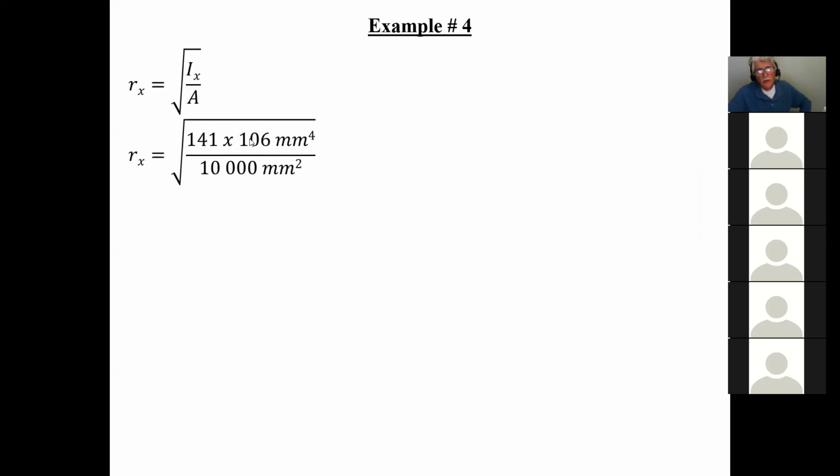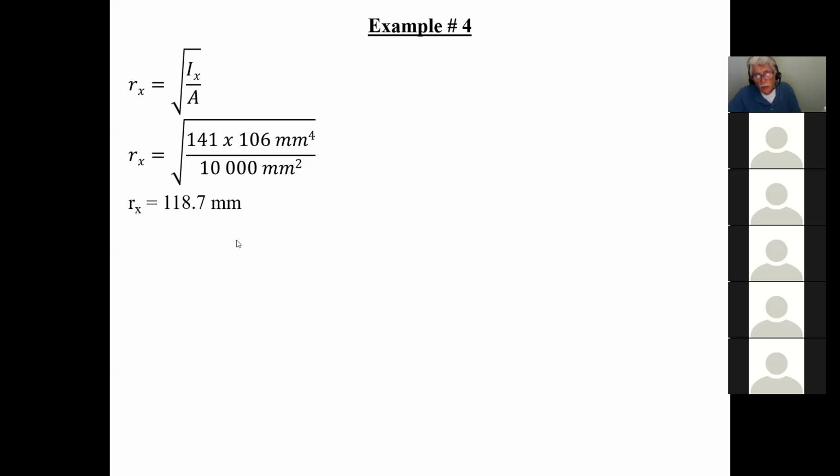Therefore, I take 141 times 10 to the 6 millimeters to the fourth. I take the total cross-sectional area, the total, not just one. In other words, the top, the bottom, and the middle piece. And I do this, and of course I should end up with millimeters, because millimeters to the fourth divided by millimeters squared gives me millimeters squared. When I take the square root of millimeters squared, it gives me millimeters.